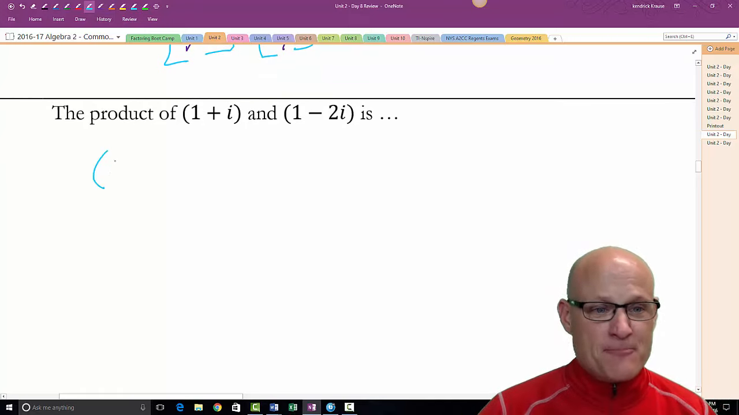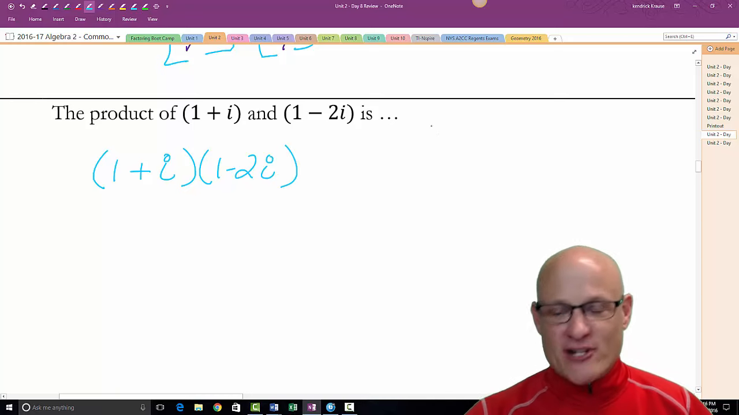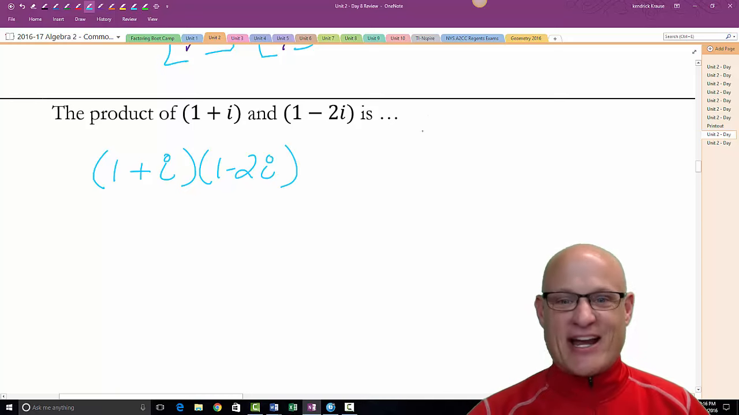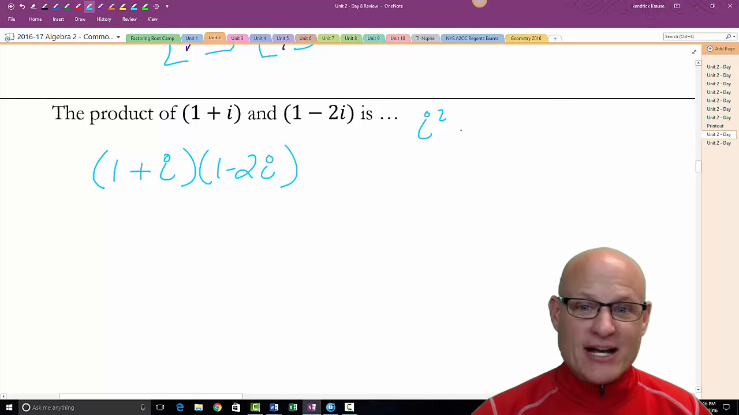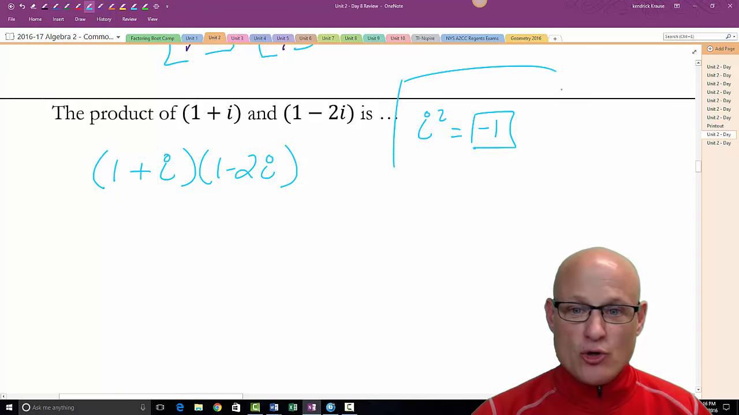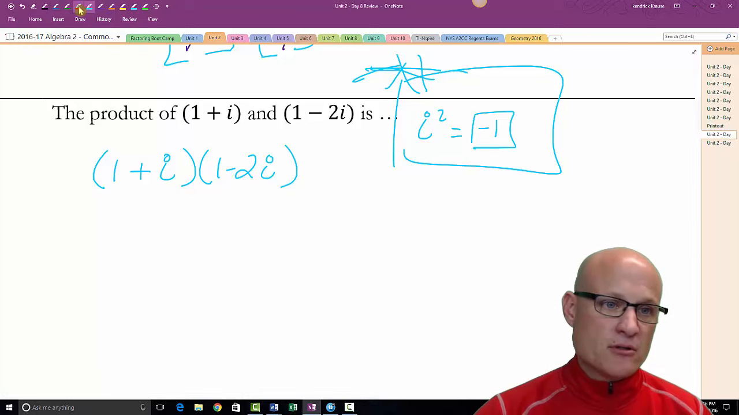Product means multiplication, so you have to multiply 1 plus i times 1 minus 2i. Before I go any further, there's a really good chance I'm going to have i squared in this problem, because I'm multiplying. And anytime you have i squared, you have to remember that's equal to negative 1. Don't forget it. Huge. Don't forget it.